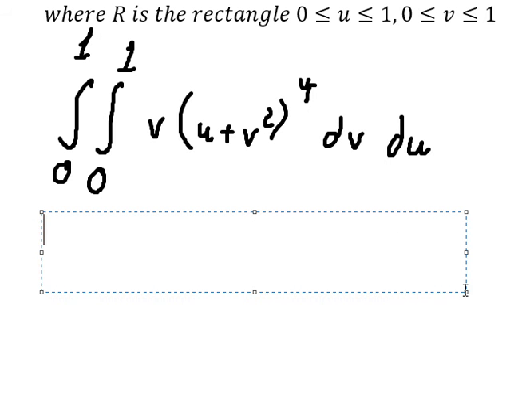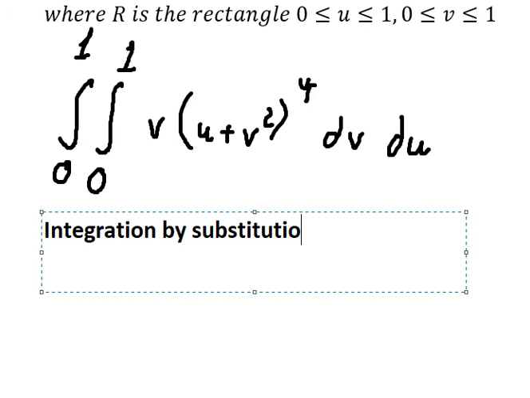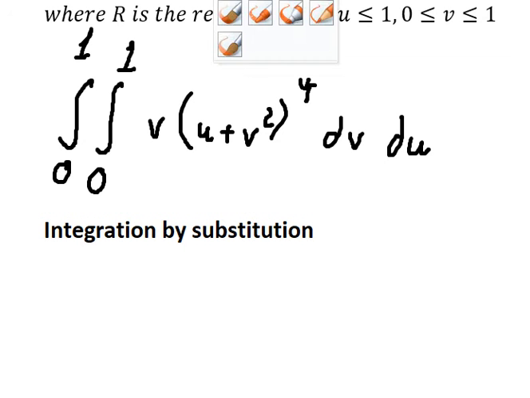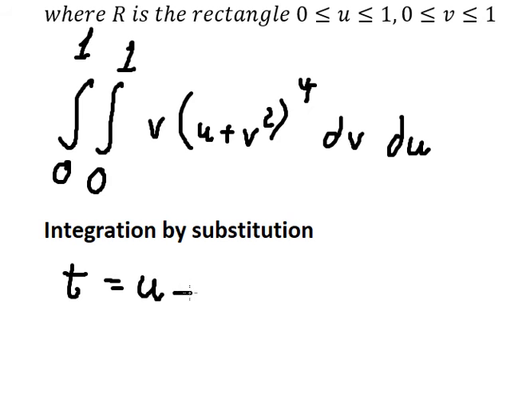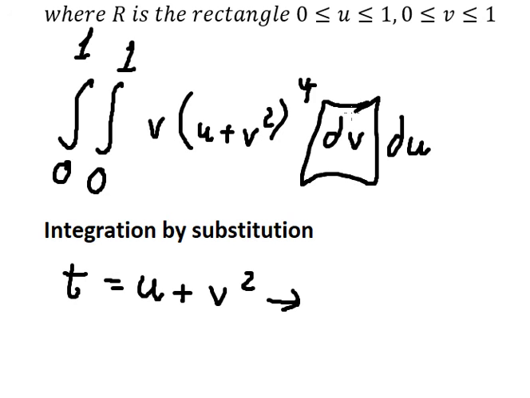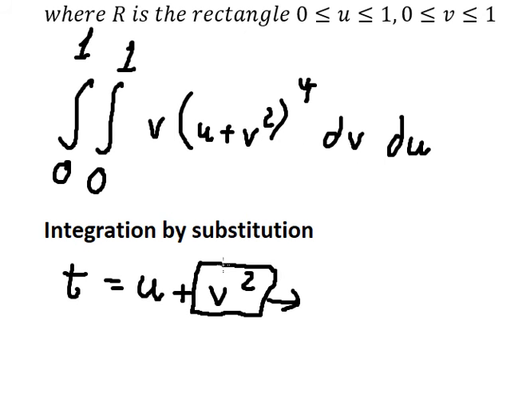So in this situation, I need to use integration by substitution. So I will put t equals u plus v squared. After that, we need to first take the derivative of both sides. This one is about dv. So that means we just focus on this one.